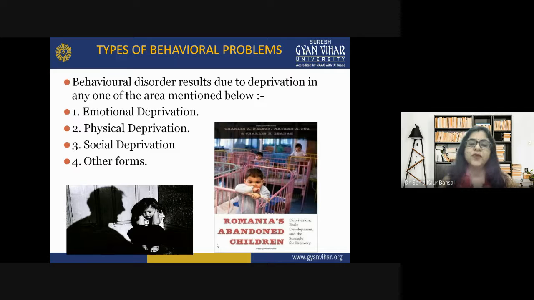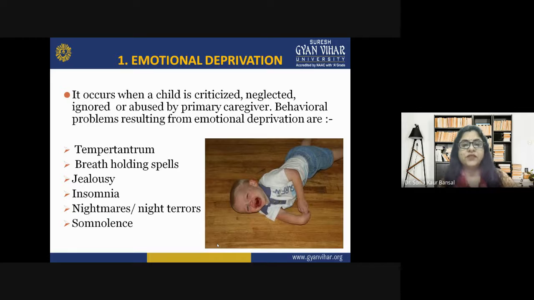These are the types of behavioral problems we are going to understand in detail. First of all, emotional deprivation. Emotional deprivation occurs when a child is continuously criticized by the parents, teachers, siblings, relatives, or friends. It can be done by anyone, but I'm going to tell you what it leads to. The child is criticized, neglected, ignored, or abused by the primary caregiver, when we are talking about small children.